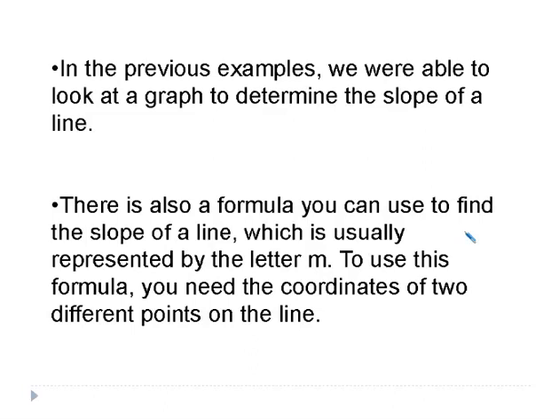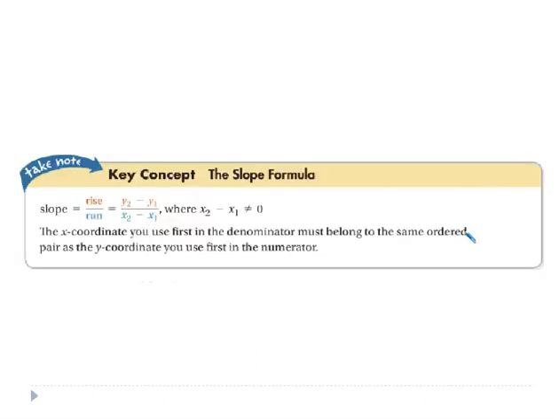So let's say you don't have a graph. You don't have a visual of the line, and all that you're given is the coordinates. Okay, we can still find the slope, and in some cases my students prefer this to the graphing method. So here's what we need to do that.